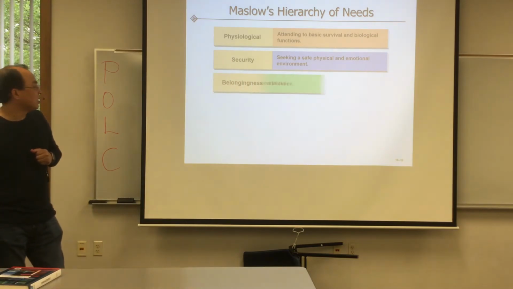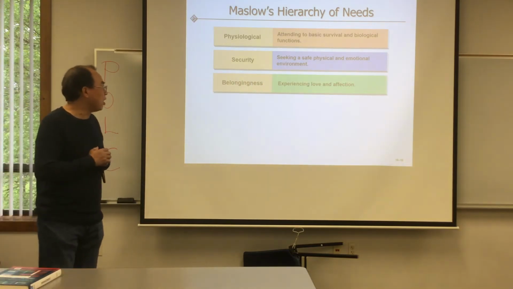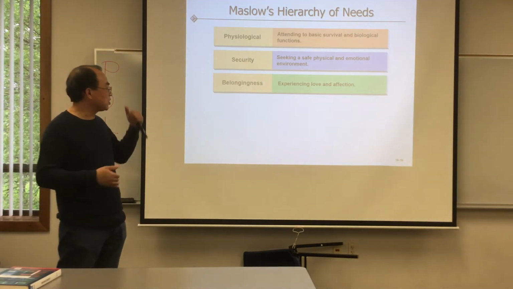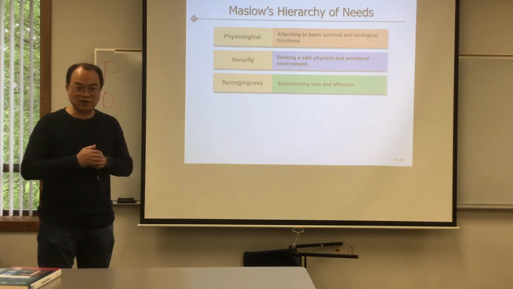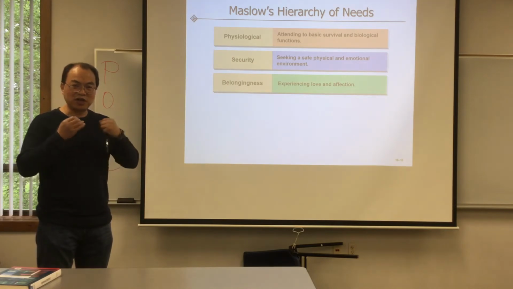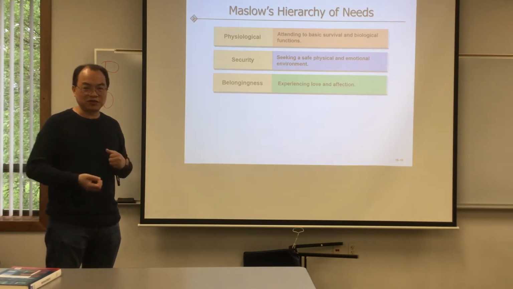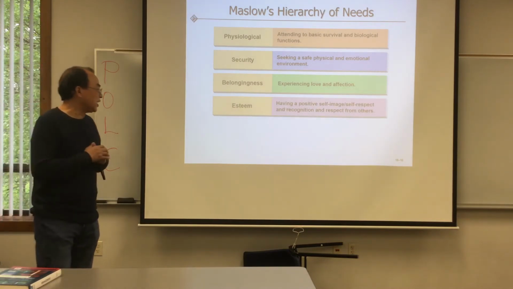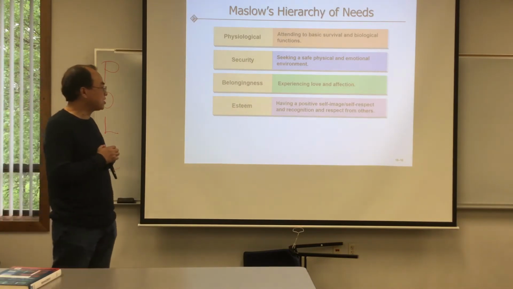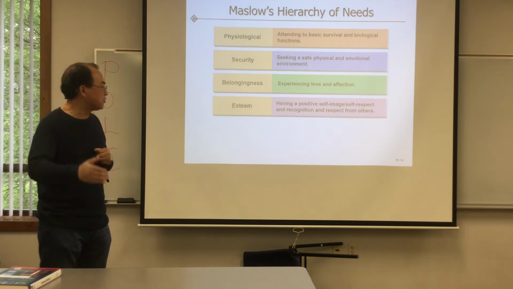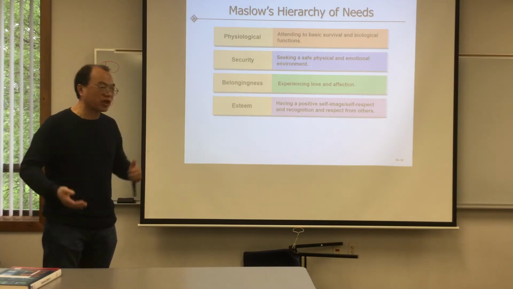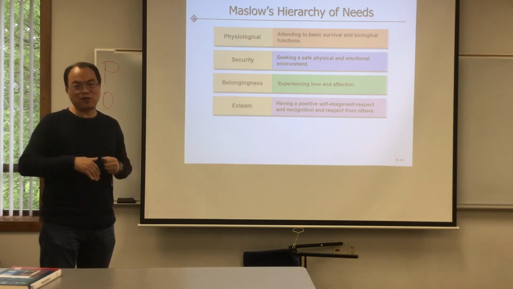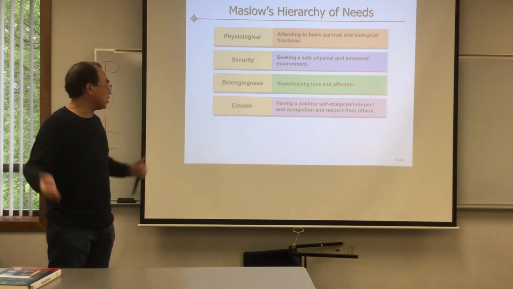And the third one is belongingness. You want friends. You want to experience love and affection, because we are human beings. We have emotions. And the fourth one is esteem. Basically, you want to have a positive self-image. You want respect or recognition from others, from your bosses, from your colleagues, even from the outside, right?